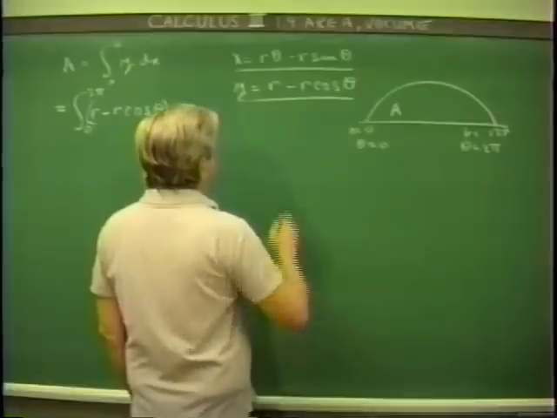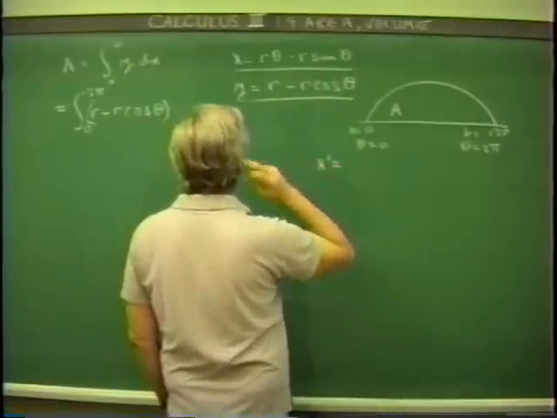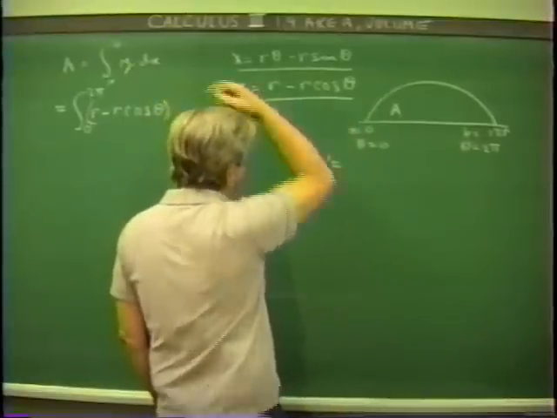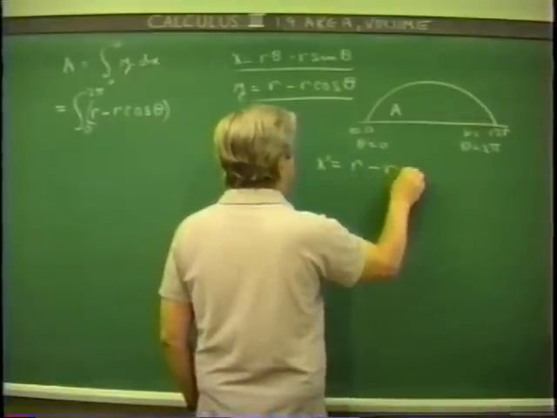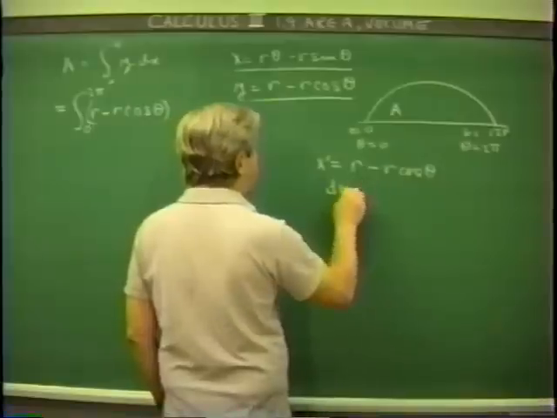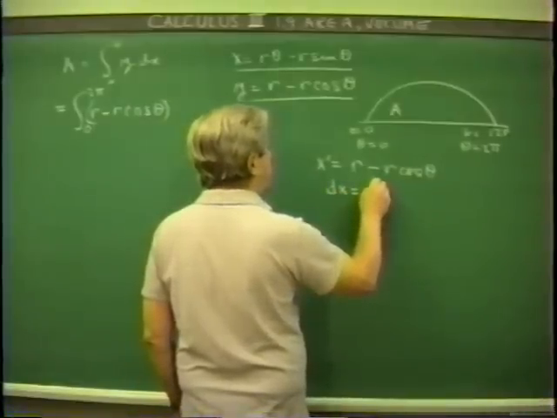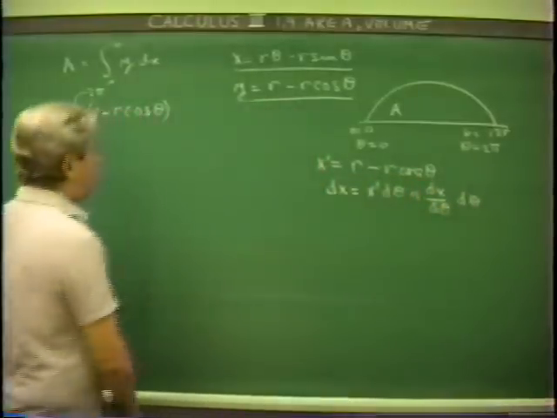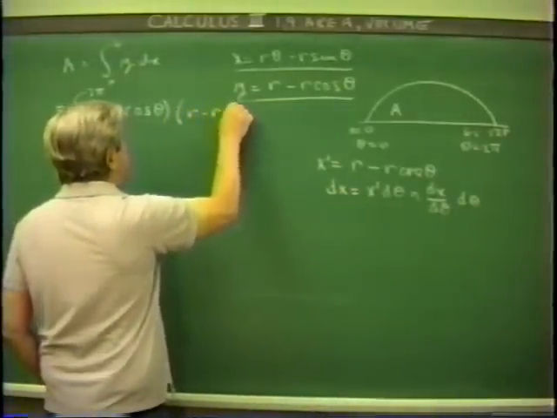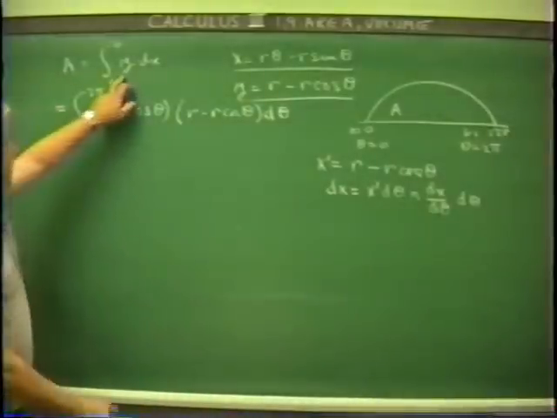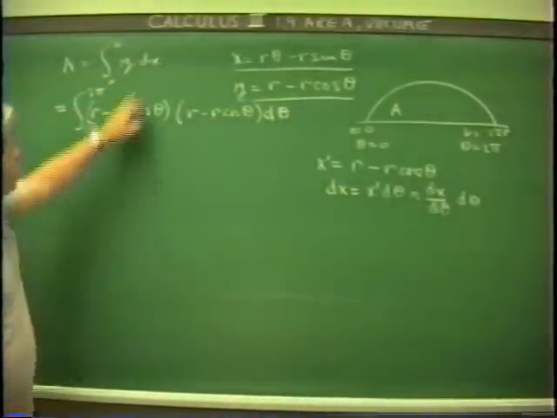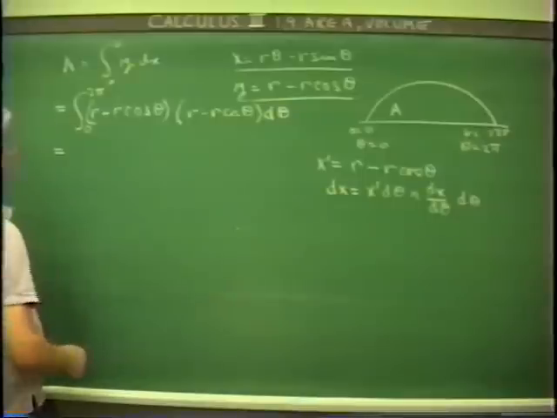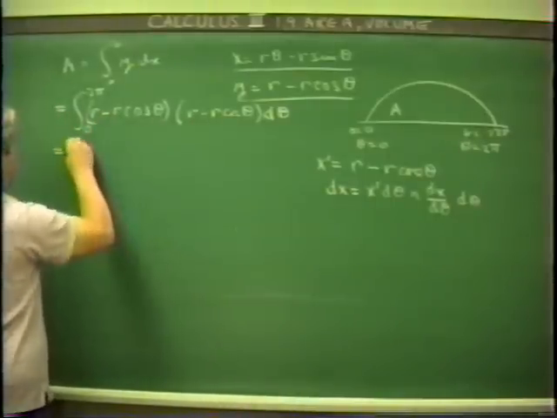Dx, well, if x is r theta minus r sine theta, x prime is going to be, this is x as a function, the derivative of x with respect to theta is going to be r minus r cosine theta. So dx will be given by x prime d theta, or dx d theta, d theta. So for dx here, we then get r minus r cosine theta d theta. And now the substitution where y is equal to r minus r cosine theta and x is equal to r theta minus r sine theta has been completed here, and now we've got this integral to compute.